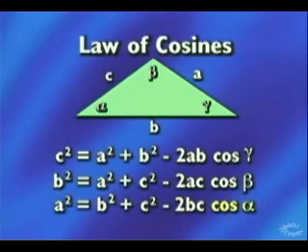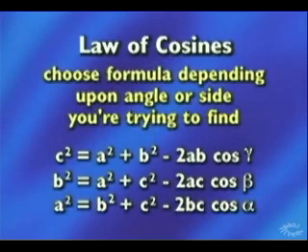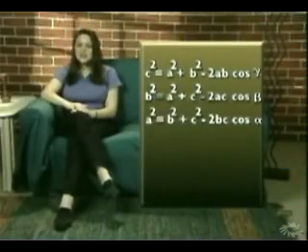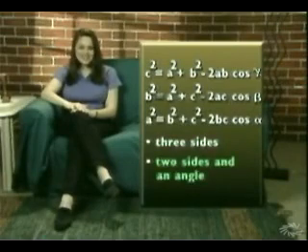Like the law of sines, you choose one of these 3 formulas depending upon which angle or side you're trying to find. For example, if you're trying to find angle beta, or side B, then you'd use this middle one. You'll need these formulas to solve oblique triangles when you know 3 sides or 2 sides and an angle. Let's do an example using the law of cosines.